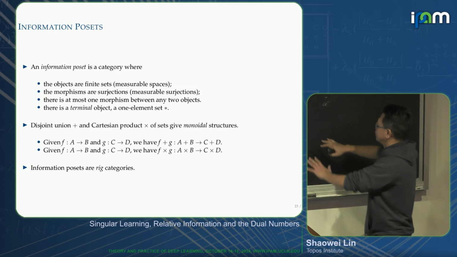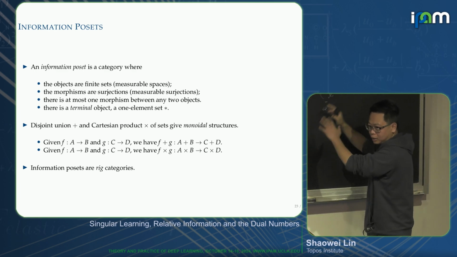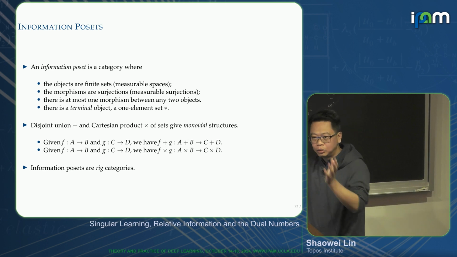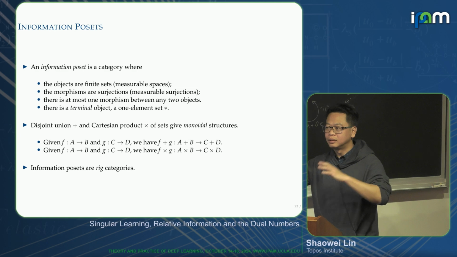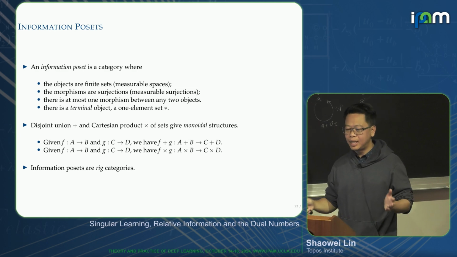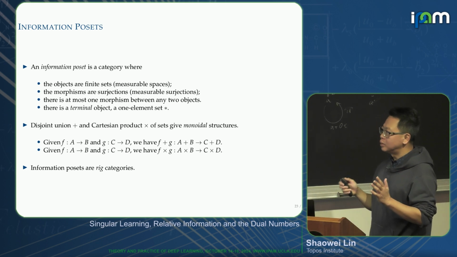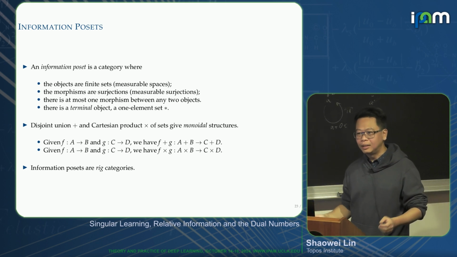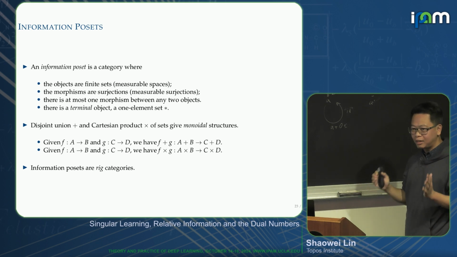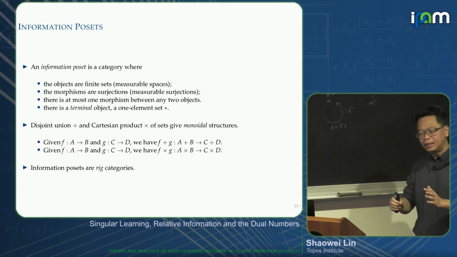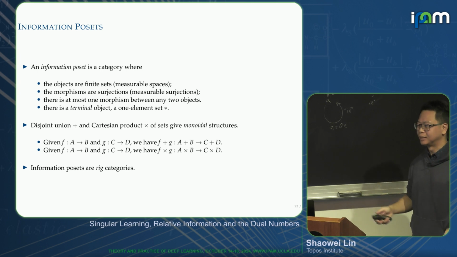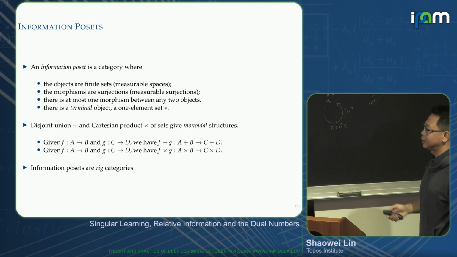So we have this rig structure on the dual numbers. And just now, when I talked about relative information, I alluded to some kind of rig structure on random variables and conditional maps between random variables. I won't go into detail about what that rig structure is, but if you follow what I said earlier about relative information, then you can see products and sums happening with random variables. I can believe that. So there is a rig structure there.